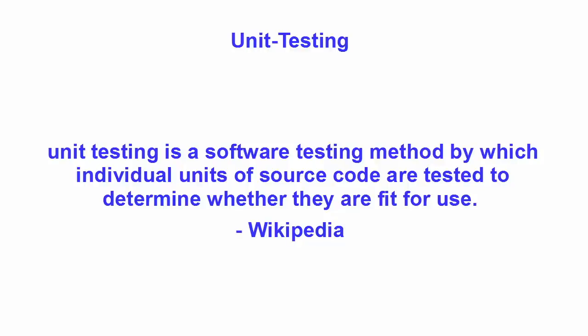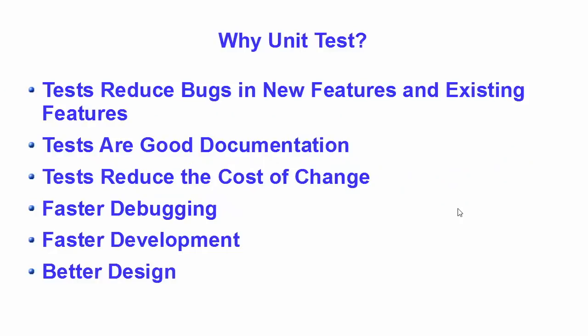According to Wikipedia, unit testing is a software testing method by which individual units of source code are tested to determine whether they are fit to use or not. So in unit testing, we perform the lowest level of testing, that is, individual units of software are tested. That means units like functions, subroutines, and classes are tested to verify if they are giving the desired result or not.